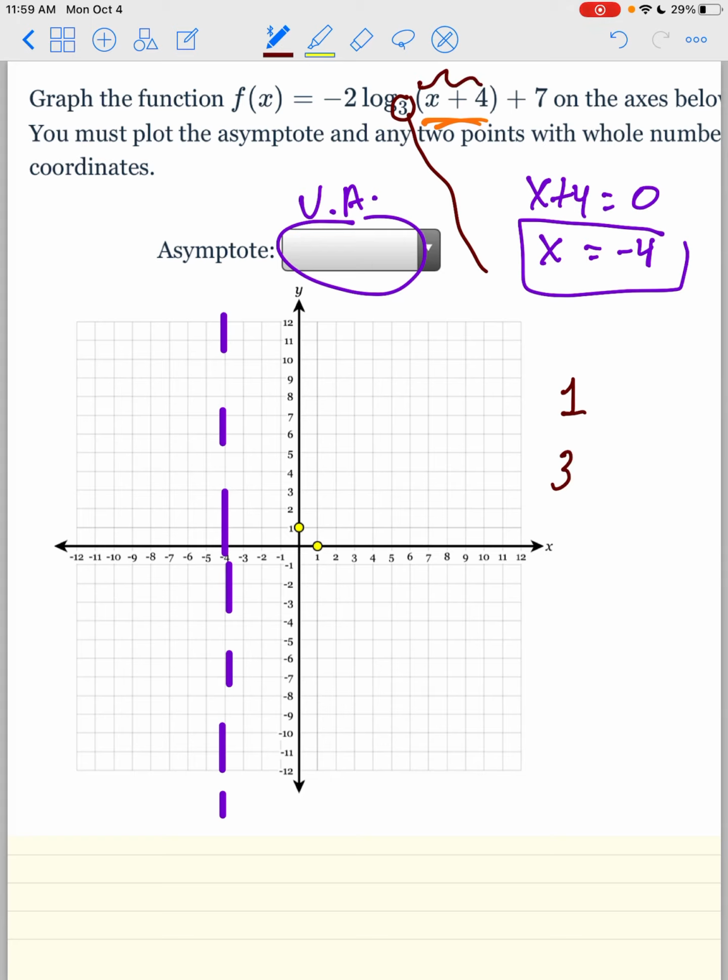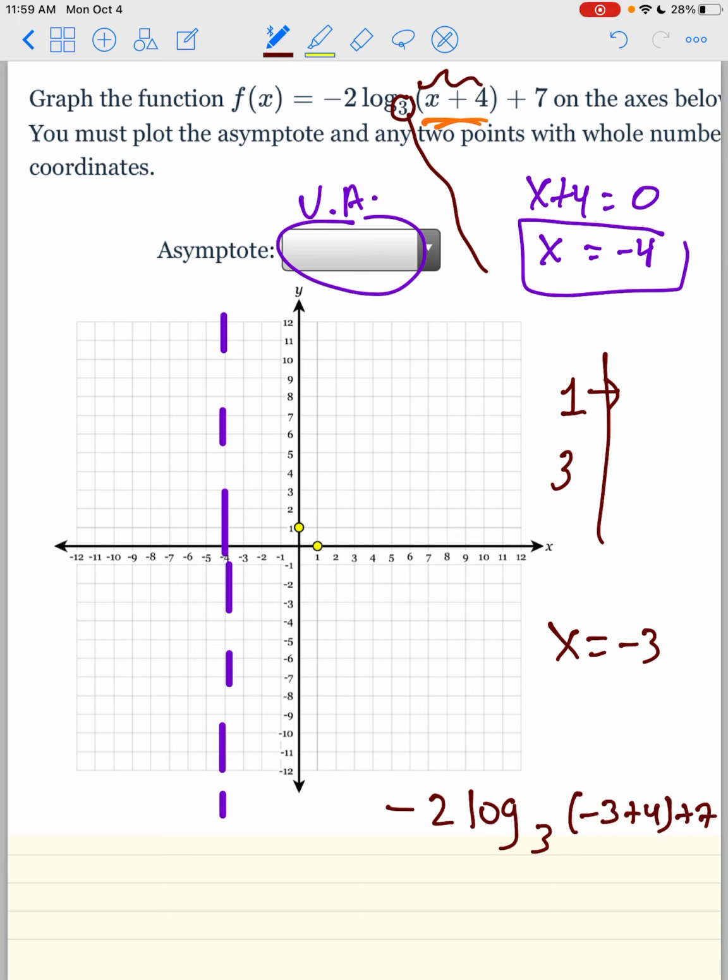Okay? So how do I get a 1 in there? Well, isn't it true that if you made x equal to negative 3, you would get a 1 there? Sure. Watch. Negative 2 log base 3 of negative 3 plus 4, plus 7. Negative 2 log base 3, this is 1, plus 7. 3 to what power makes 1? 0. 0 times negative 2 is 0. Plus 7 is 7. So now you have the point (-3, 7).